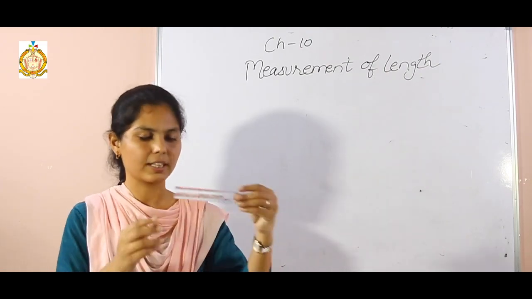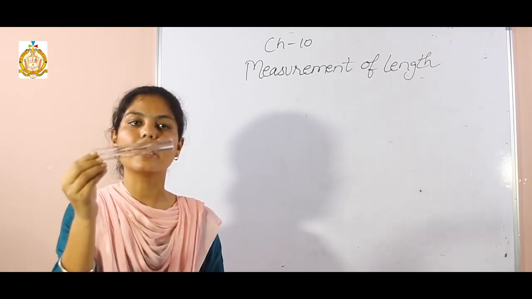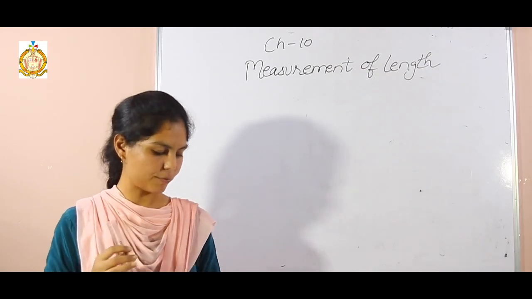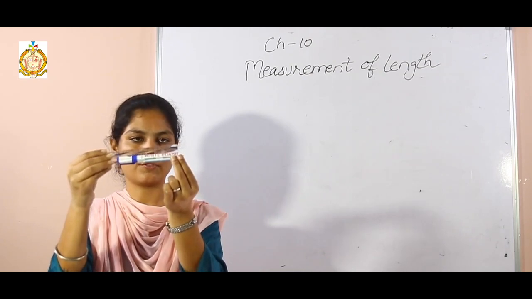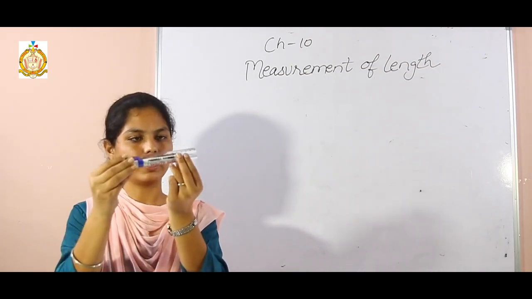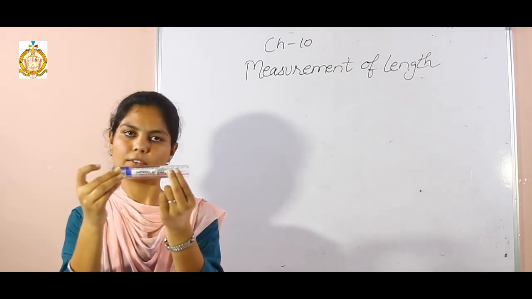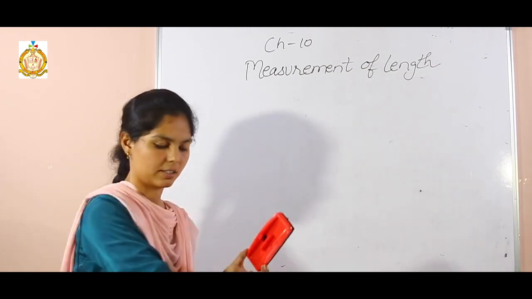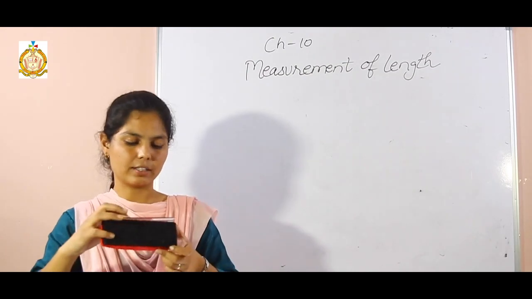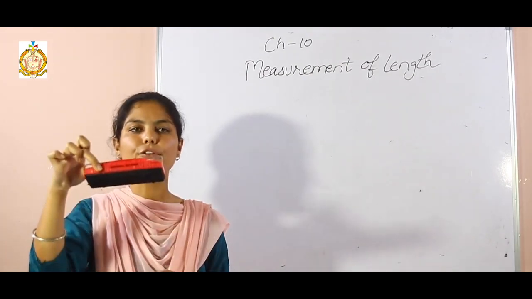The first one is this scale. You are using this scale to measure the length. Suppose I have to measure the length of this marker. From this, it is 13 centimeters. You can check the length of anything. This duster also you can check. This is 15 centimeters.